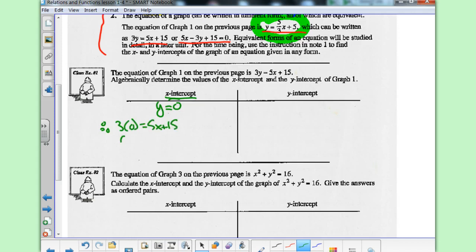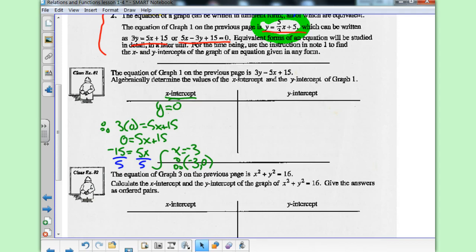And that means if I take 3 times 0, that's still just 0. 5x plus 15, I take the 15 to the other side, and I have minus 15 is equal to 5x. And if I divide by 5 on both sides, I get an x value equal to minus 3. Therefore, I have an x-intercept that's minus 3, and the y value is 0. I know that this graph hits the x-axis at minus 3.